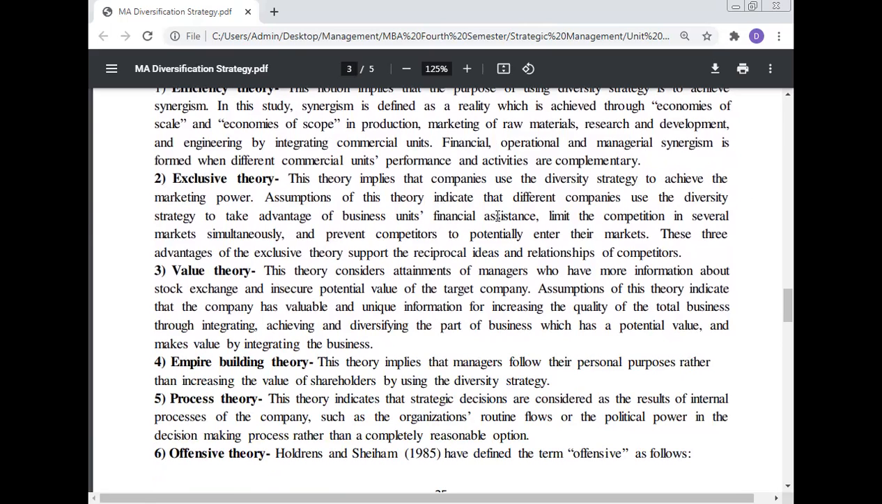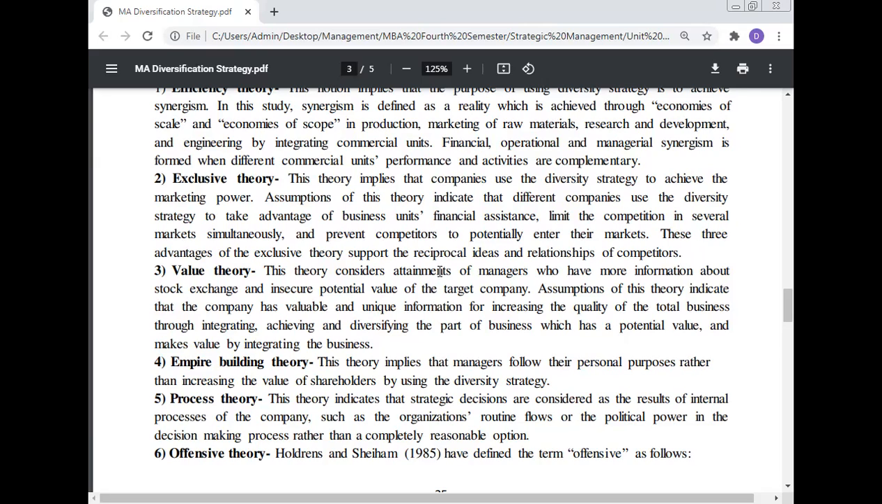Exclusive theory. This theory implies that the company uses the diversity strategy to achieve marketing power. Assumptions of this theory indicate that different companies use the diversity strategy to take advantage of the business unit's financial assistance, limit the competition in several markets simultaneously, and prevent competitors from potentially entering their market. These three advantages of the exclusive theory support the reciprocal ideas and relationship of the competitors.